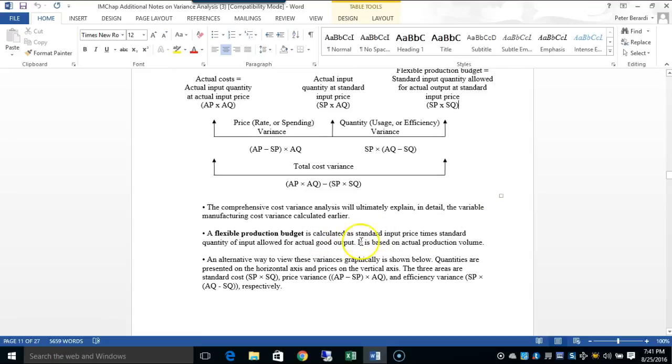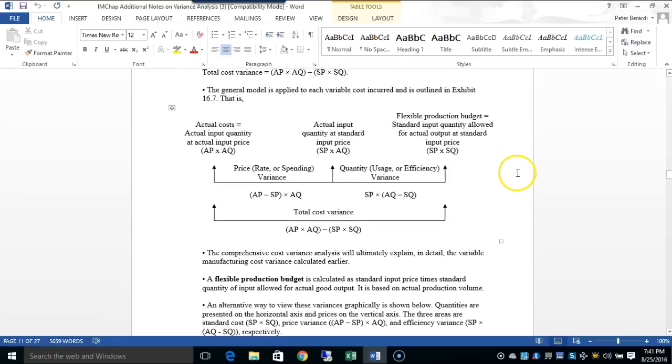A flexible production budget is calculated as standard input price times the standard quantity of input allowed for actual good output. Do not confuse this with the static budget. The number of units you budgeted for the month do not go into this calculation. It's how much of this material or how much of this labor should we have used based on the actual quantity.